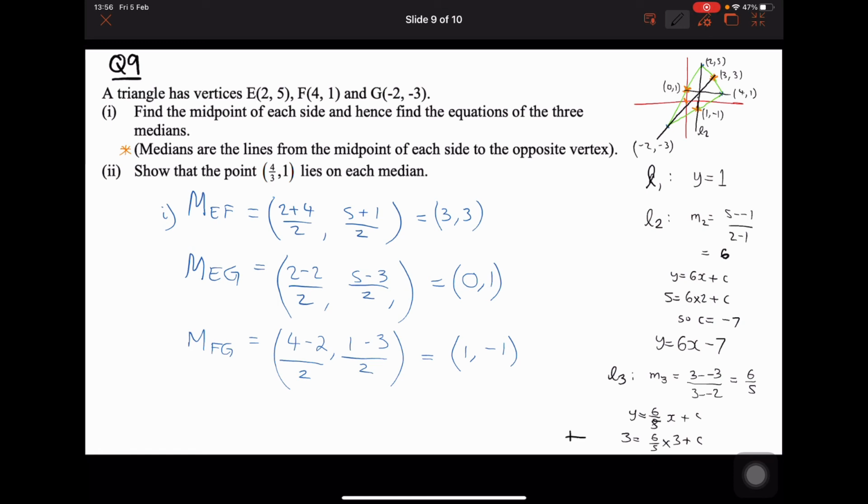So I'll rewrite everything so that the denominators are 5. 15 over 5 equals 18 over 5 plus c, and so c has to be -3 over 5. So L3 has the equation, it looks really messy now. L3 has the equation 6 over 5 x take away 3 over 5.